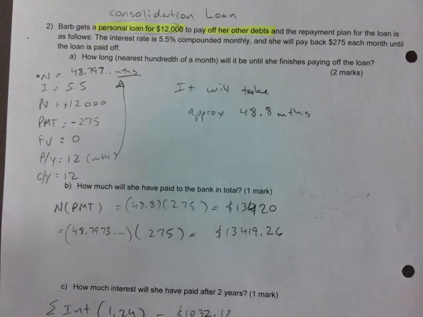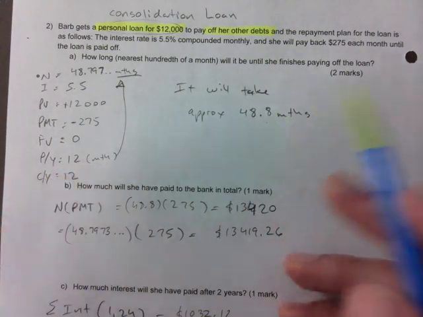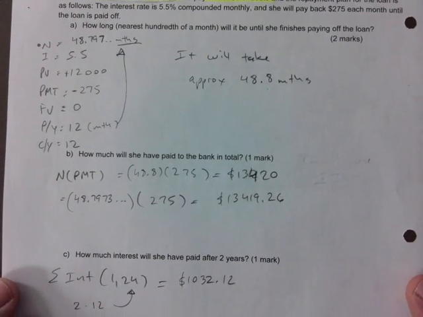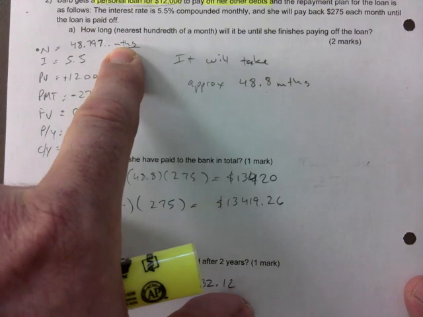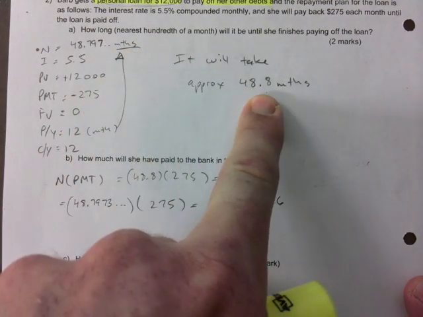So approximately 48.8 months. If it asks in years, you take this, divide by PY, and you get your years in that manner. I assumed this is months because PY is in months, right? So that's why I'm making that assumption.